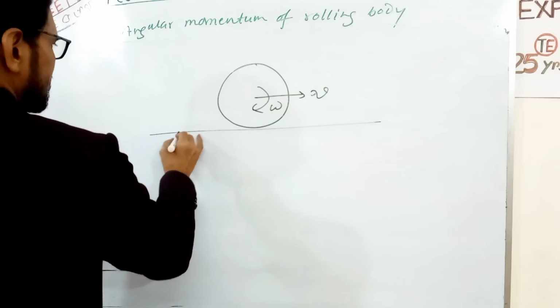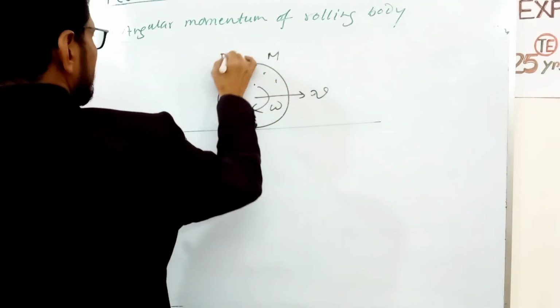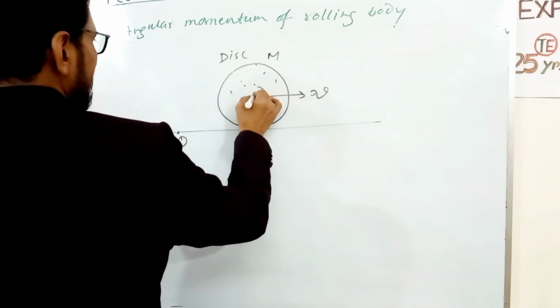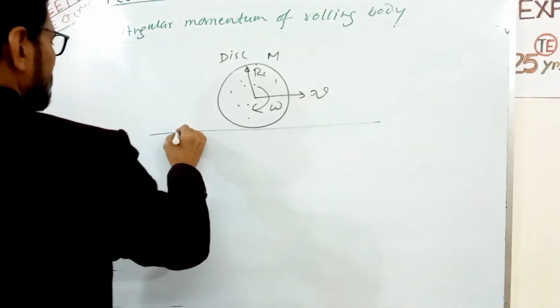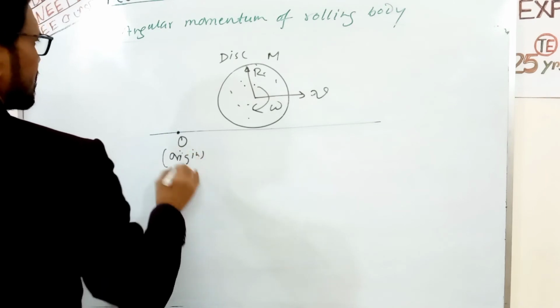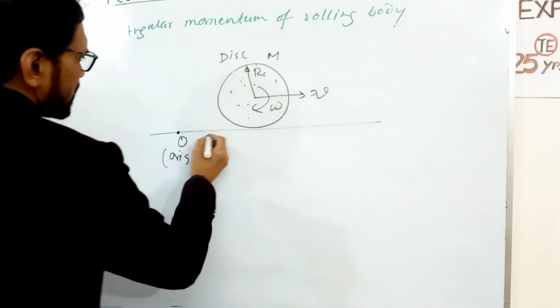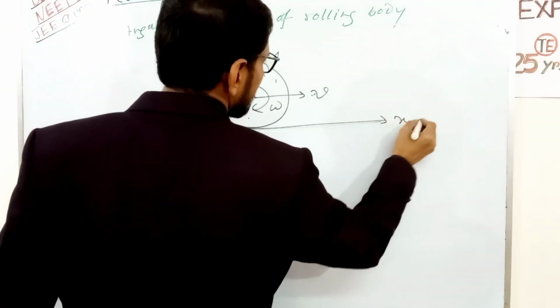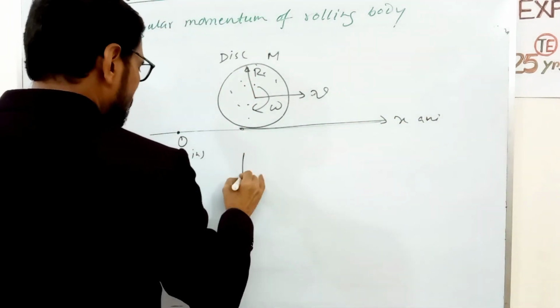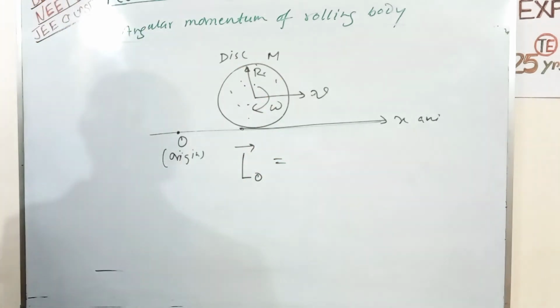This is the velocity of the center of mass v, and omega is the angular velocity. Now this is the origin, and this is a disk of mass m and radius r. This disk rolls and moves along the x-axis. Now, what is the angular momentum about the origin? This is the angular momentum of a rolling body.